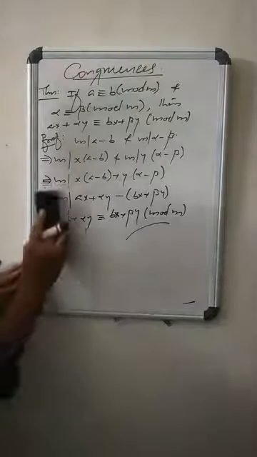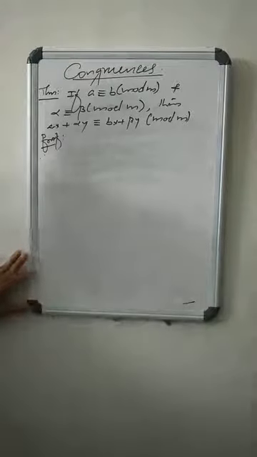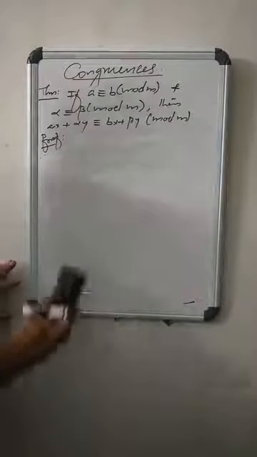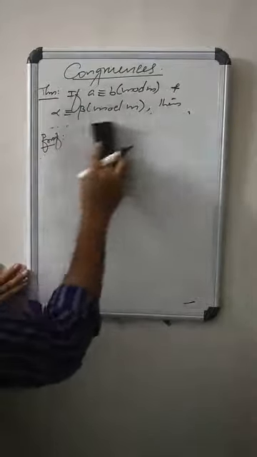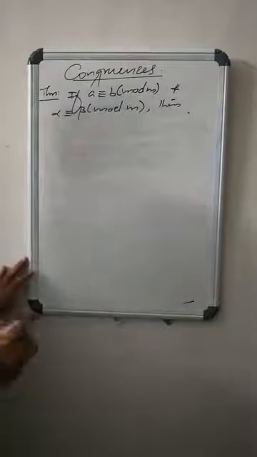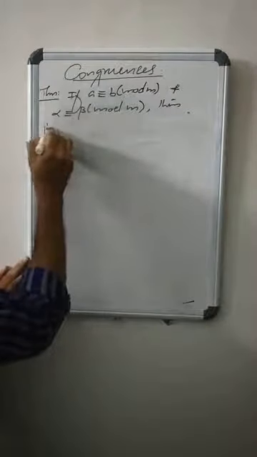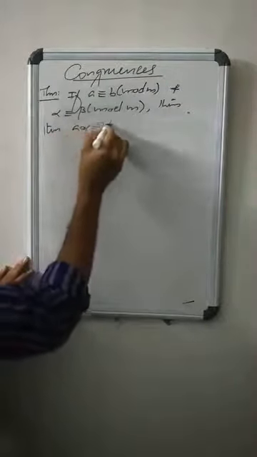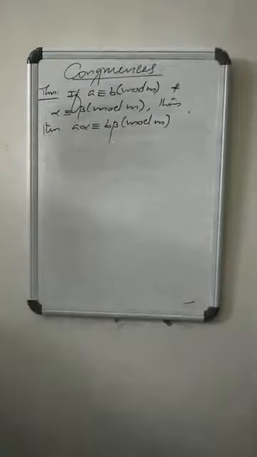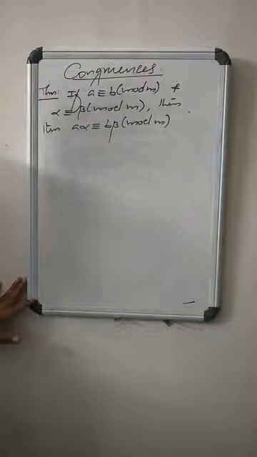Now, when a is congruent to b mod M and alpha is congruent to beta mod M, the next result is that a alpha is congruent to b beta mod M. How? That's immediate.